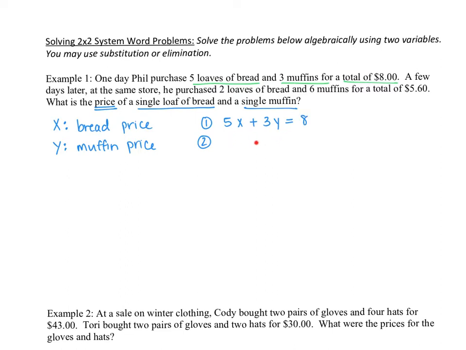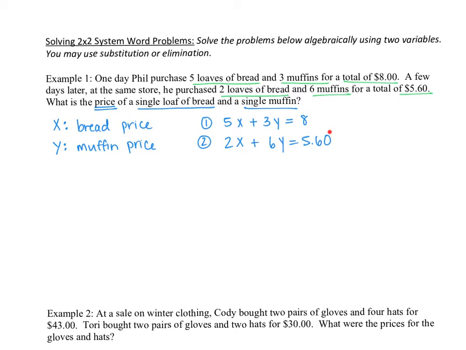And so I can do this type of construction with the second equation. In this case, the next day that he goes to the store, he purchased 2 loaves of bread and 6 muffins with a total of $5.60. So we have 2 times x, 2 times the cost of my bread, added with 6 muffins, so 6 times y. And so the total cost of bread and the total cost of muffins added together got me $5.60. Those muffins are real cheap because that was a lot cheaper than my first trip.